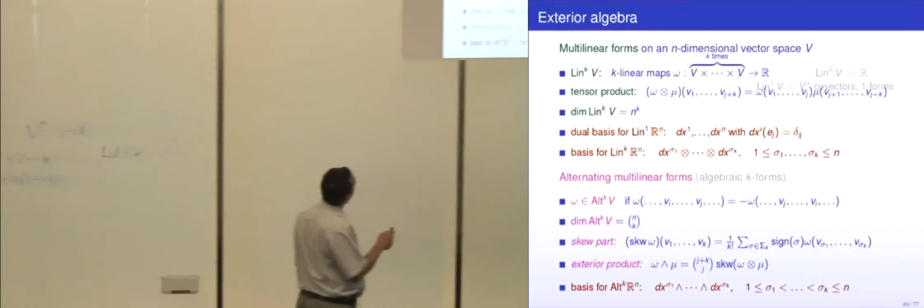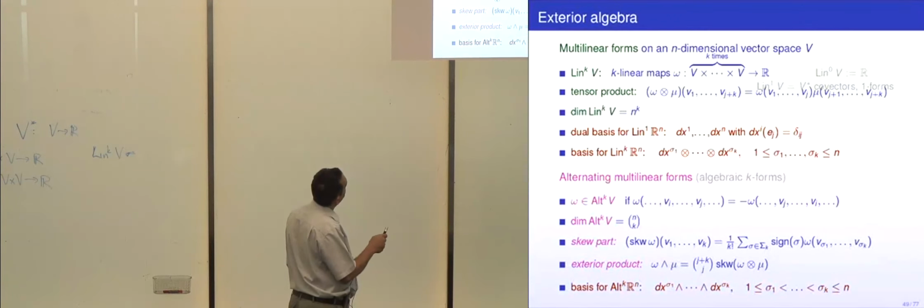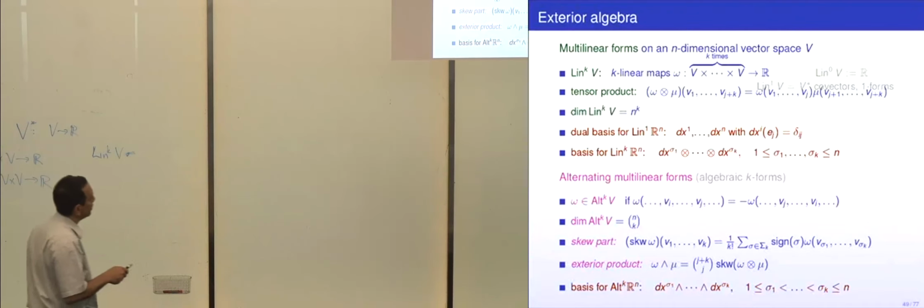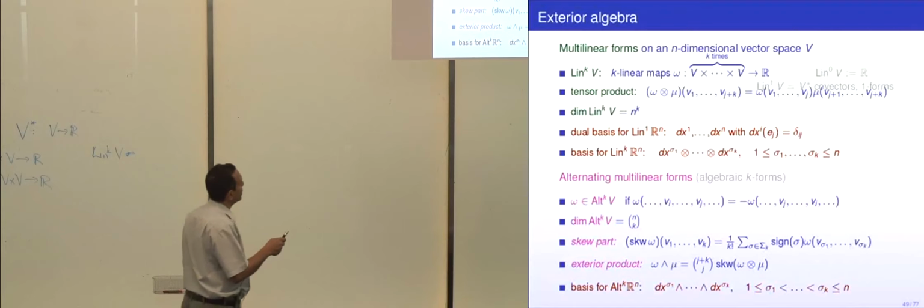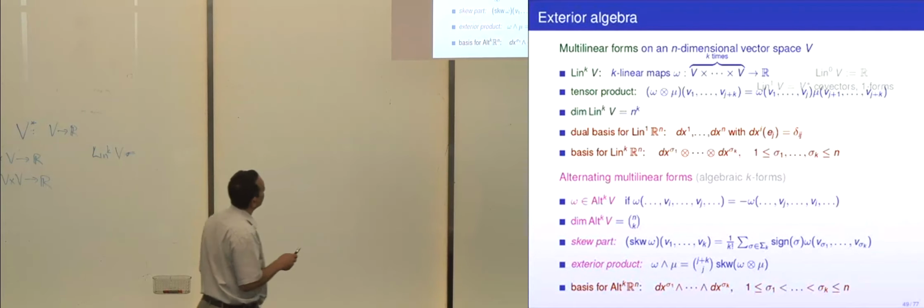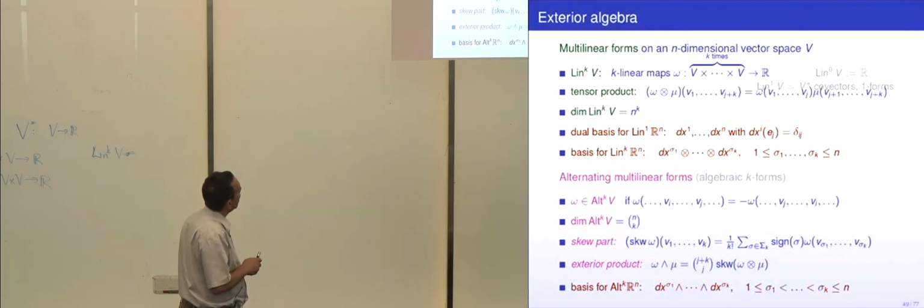We determine a one form by what it does on a basis vector on V. If we know its action on each of the basis vectors, we know its action on everything. So the dimension of the dual space is the same as the dimension of the space. So Lin^1 has dimension n, where n is the dimension of V.